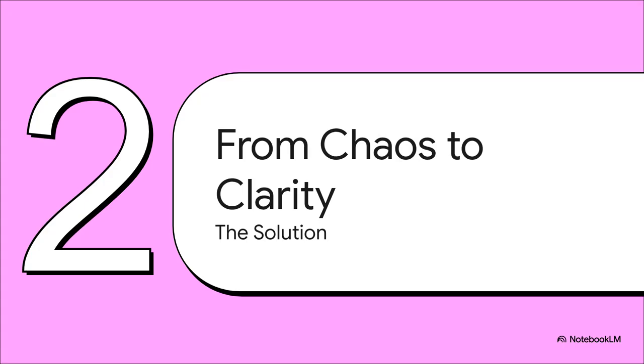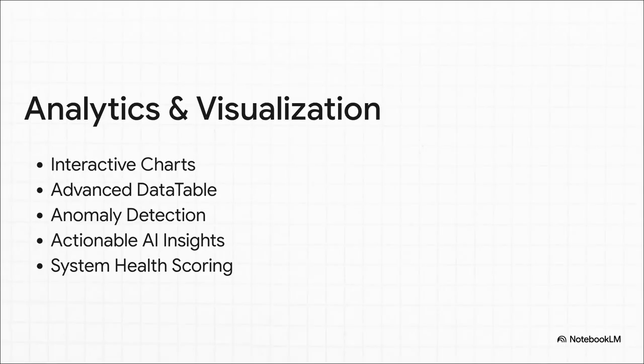So how in the world do you get from that total chaos to some real clarity? Well, this is the solution. Turning that flood of raw data into a clear, actionable picture. And that, my friends, is exactly where Procmon Dashboard version 6.0 comes in. So the first thing it does is take all that raw text and magically transform it into powerful analytics. We're talking interactive charts you can actually click and drill down into, an advanced data table for those really deep dives, and even automatic anomaly detection. The tool literally uses AI to find actionable insights for you and give you a clear system health score.